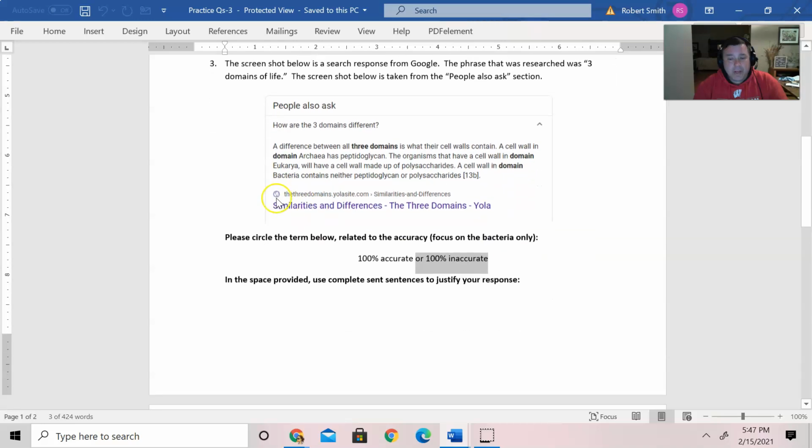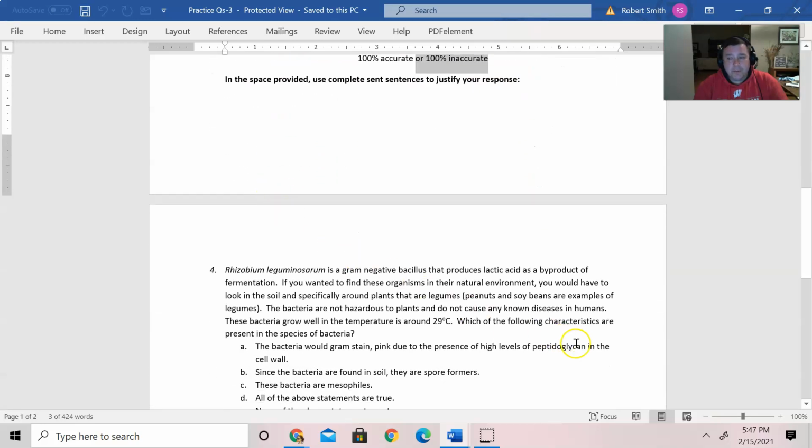All right, going on to question number 4. Remember, don't worry about names of bacteria. Ask yourself, what is the question? And then go back to the question later on.